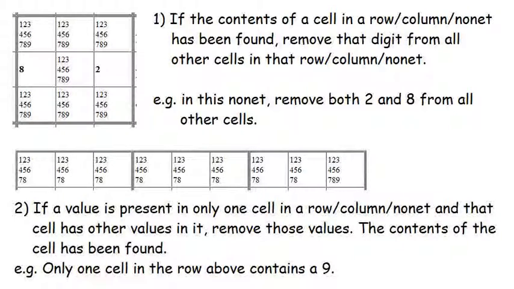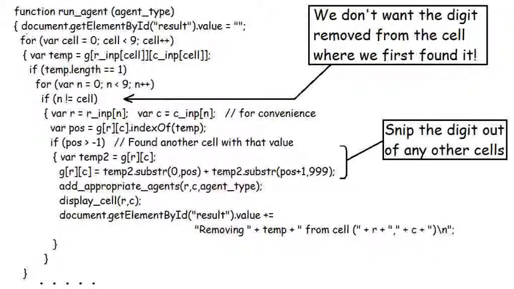The other digits should be removed from that cell. The function runAgent divides into two parts, one for each of those tests. Function runAgent does all the heavy lifting in this program. Here's the first part of it.